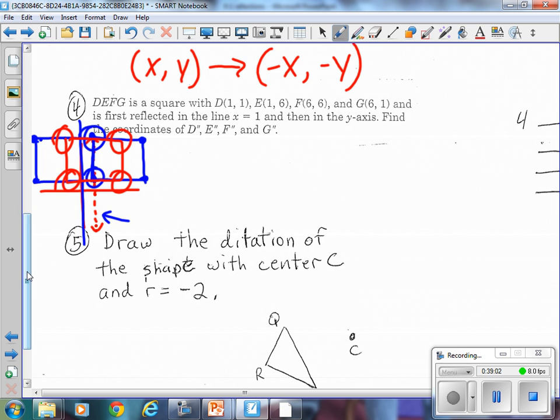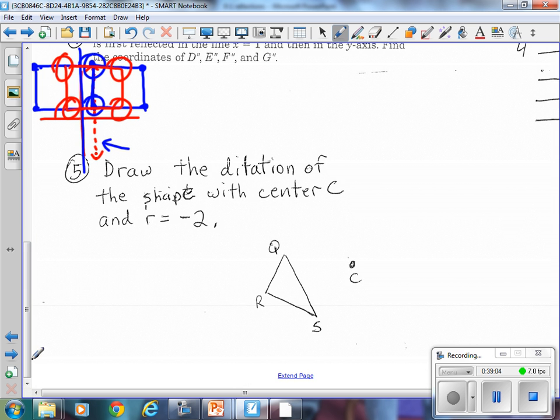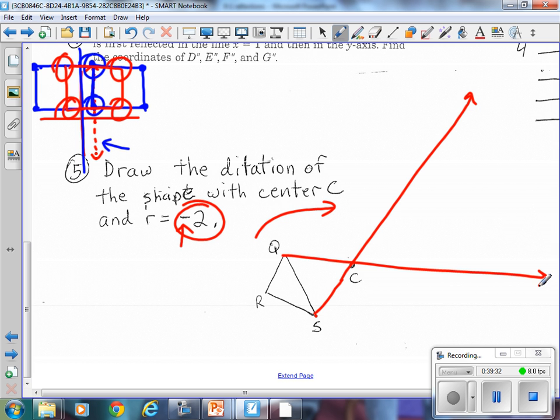The last one, you have to remember that scale factor, first of all, if it's 2, that means it's getting bigger. If it's a negative, then that means it's jumping to the opposite side of C. So what I'm going to do here is just connect S to C and go on through it. So it's going to be out here somewhere. Then we draw this ray out that way somewhere. Draw this ray out here somewhere.